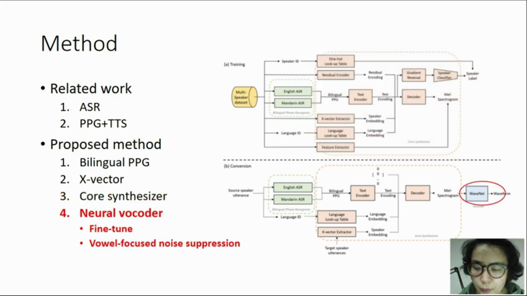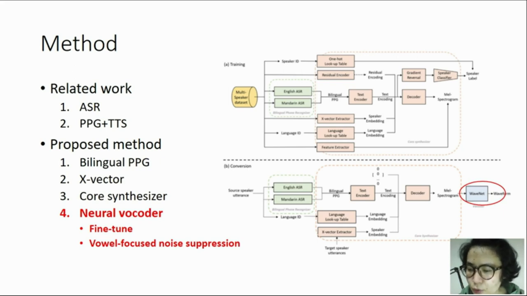Finally, we will talk about our vocoder. We chose WaveNet as our vocoder for its high naturalness. We trained a general model first and then fine-tuned it for each targeted speaker to improve its sound quality. And then we add a post-processing module called vocoder noise suppression.